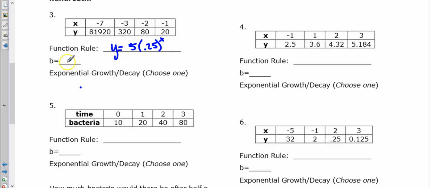Now, B is 0.25. I want to know, is this growth or decay? Well, B is less than 1, so it is decay. Now, a question that you might see is, what is the rate of decay? 1 minus what equals 0.25? Well, I know that's 0.75. So it is decreasing by 75% every year.